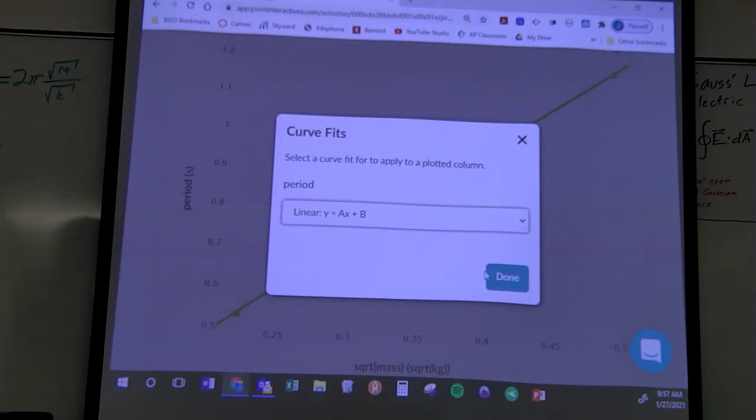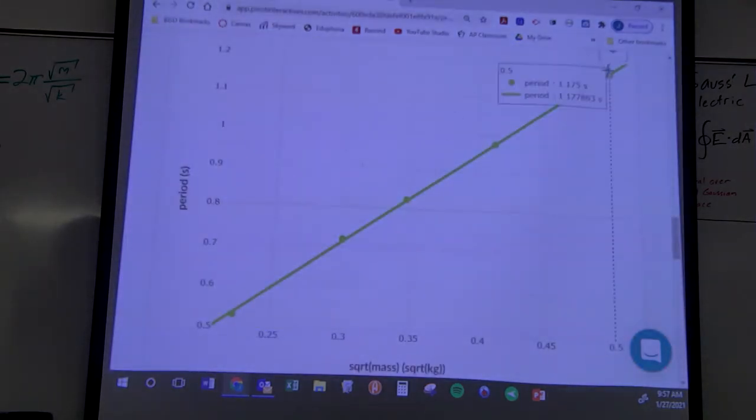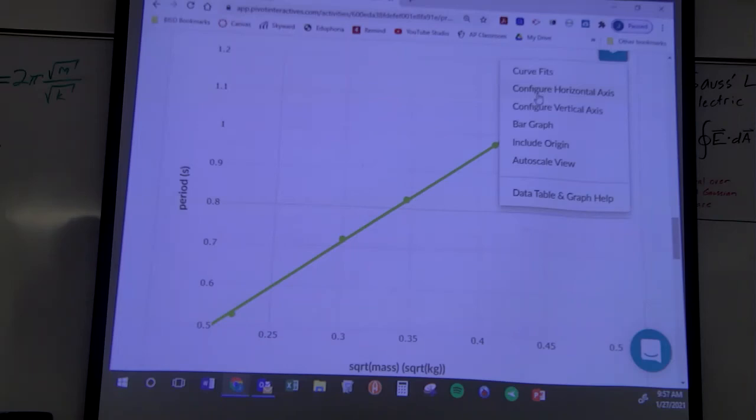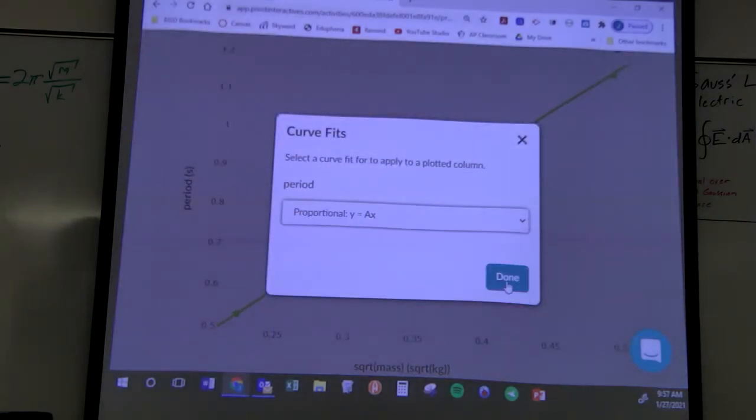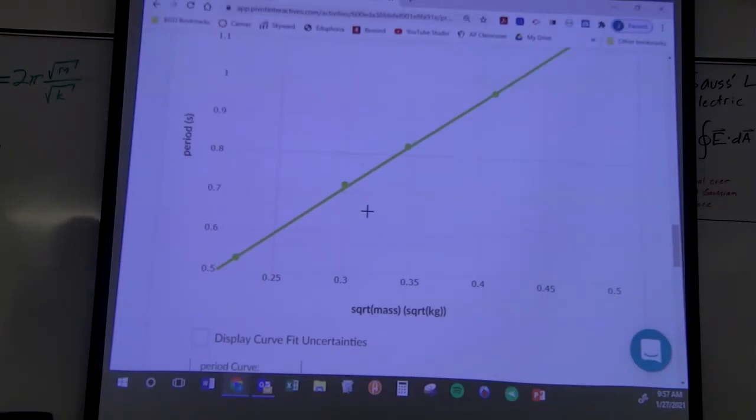Yeah, we'll just pick one. Let's pick proportional. Then we don't have to deal with too much of the intercept. Okay. And 0, 0 is a valid data point, right? 0, 0. So you could use that.